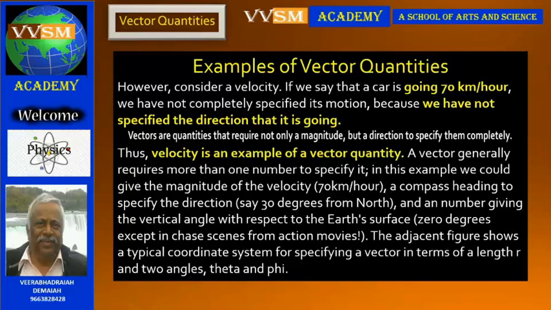A vector generally requires more than one number to be specified. In this example, we could give the magnitude of the velocity, 70 kilometers per hour, a compass heading to specify the direction, say 30 degrees from east, and a number giving the vertical angle with respect to the Earth's surface, 0 degrees, expecting chase scenes from action movies.